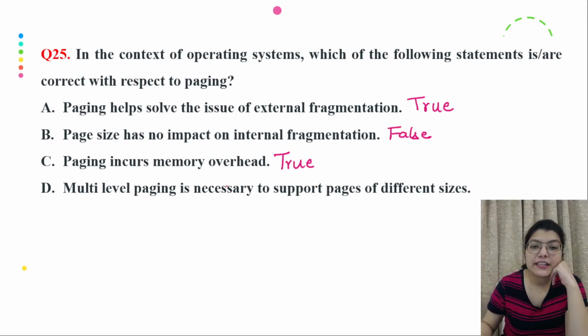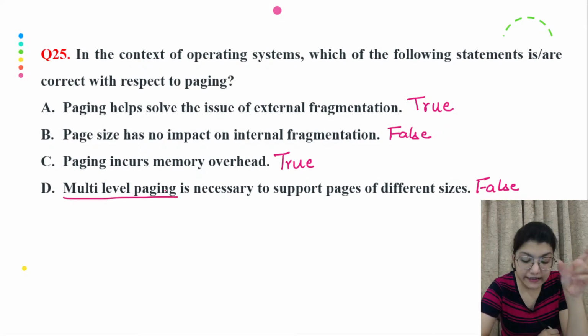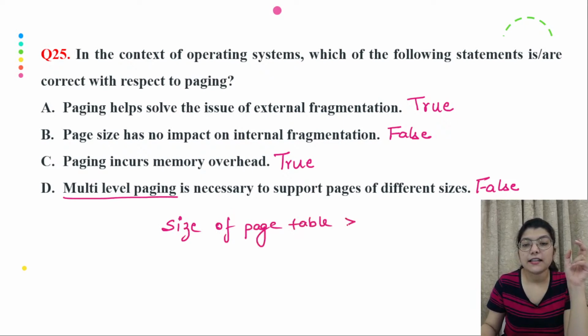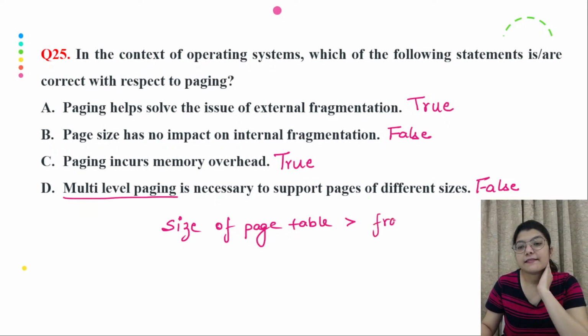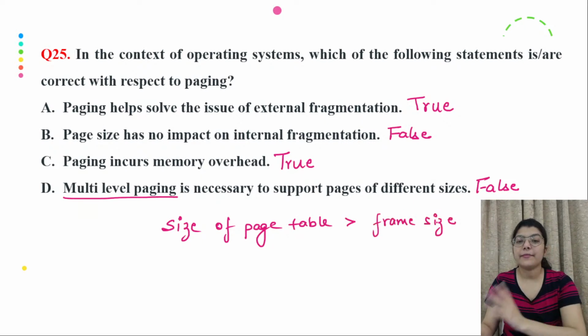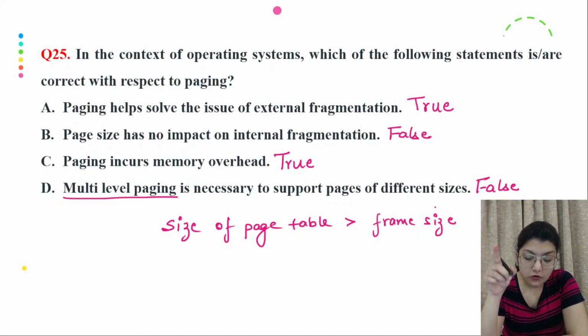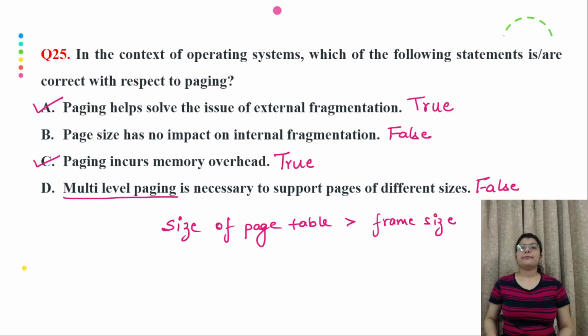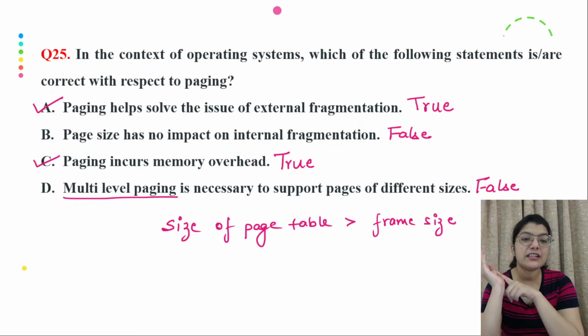Then we have multi-level paging is necessary to support pages of different sizes. This is false. The correct point is that multi-level paging is required when the size of the page table is greater than the frame size. So we have page size, page table, frame size, and in this case we have multi-level paging. That is why the correct answers are option A and option C. Paging helps solve the issue of external fragmentation and paging incurs memory overhead.